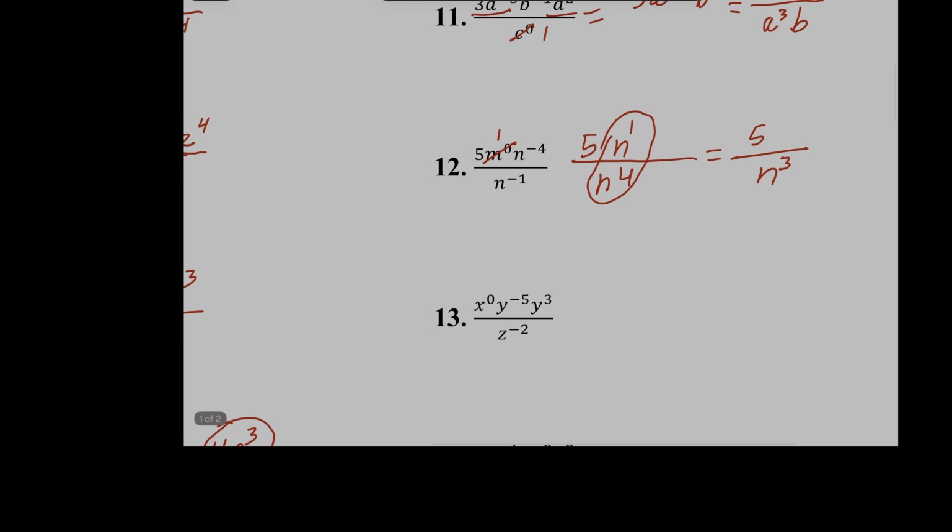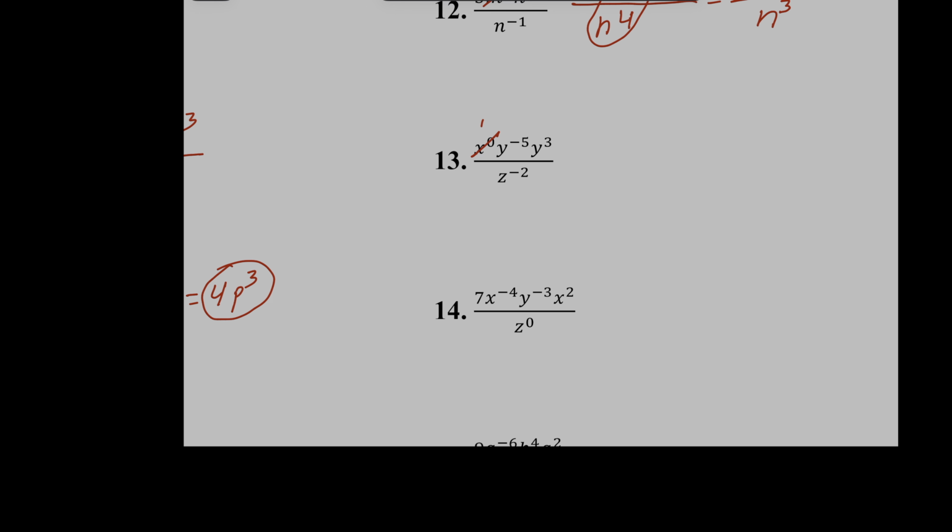All right, number 13. I see that x to the 0, that just becomes a 1. I see a y to the negative 5th times y to the 3rd. I'm multiplying. When you multiply, you add the exponents, which will give me y to the negative 2 over z to the negative 2. Now, negative exponents, we want to flip them. Z squared over y squared.